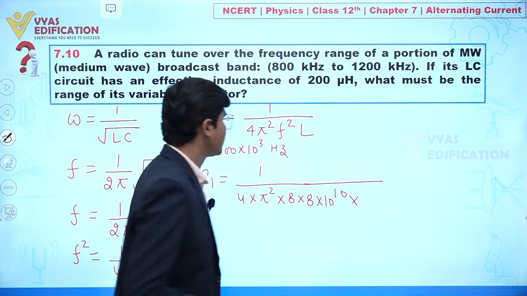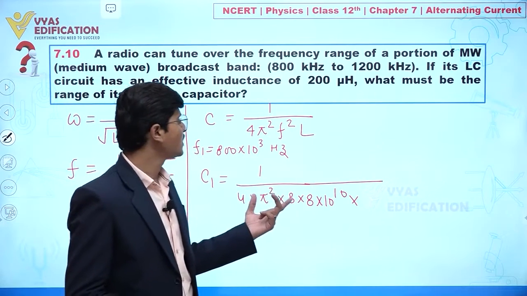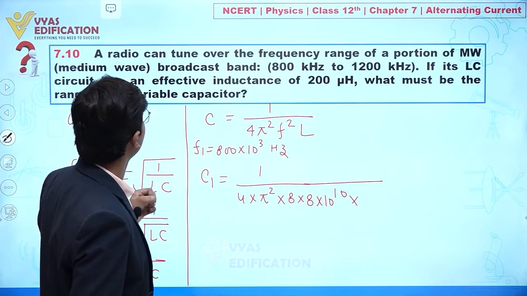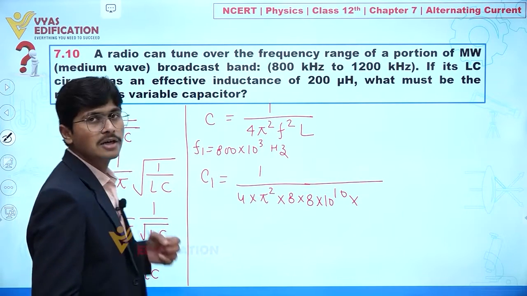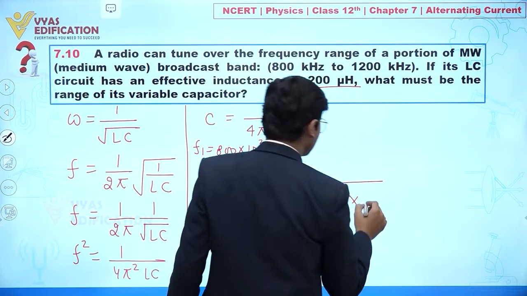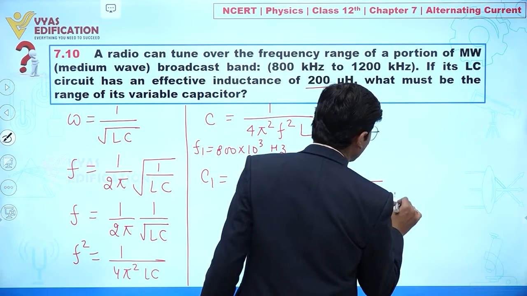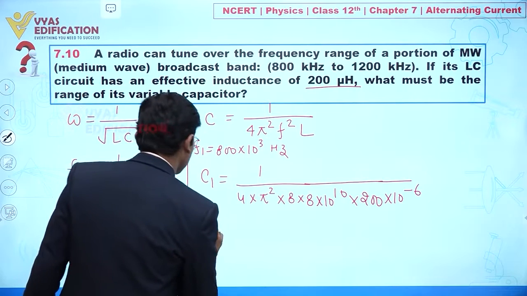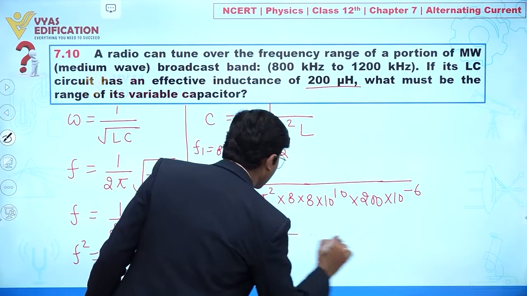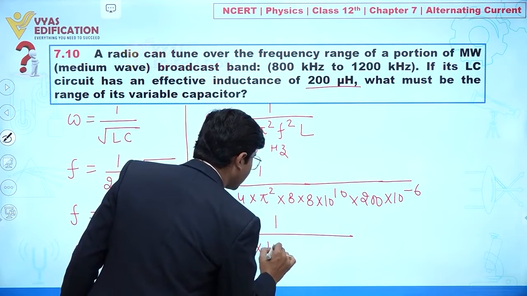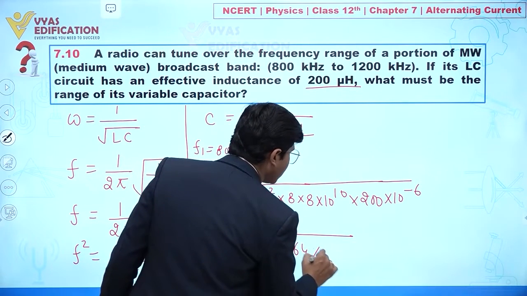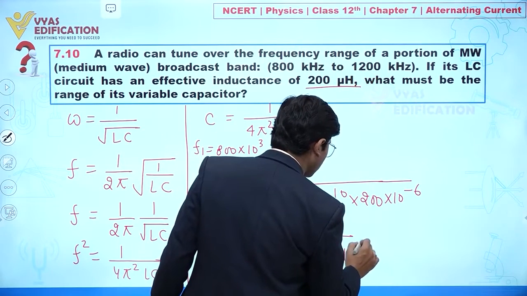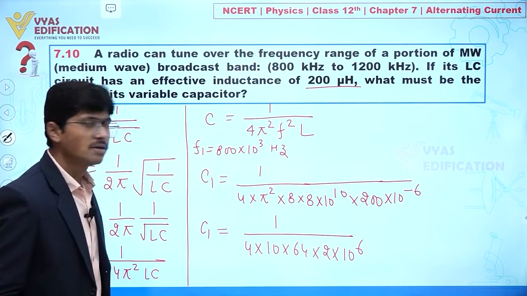And it is multiplied with, I can say, capital L. Capital L is given to you, that is 200 microhenry. So this is 200 into 10 to the power minus 6. So from here we can say the value of C1 is given by 1 upon 4 multiply 10 multiply 64 into, I can say, 2 into 10 to the power minus 4 and 10 to the power 6.